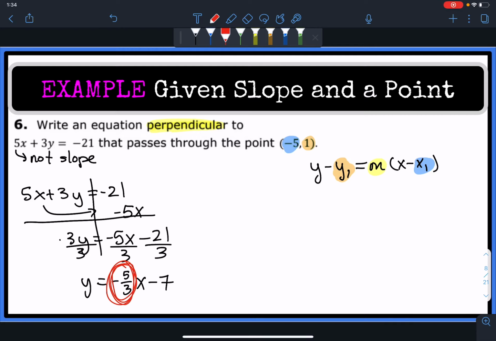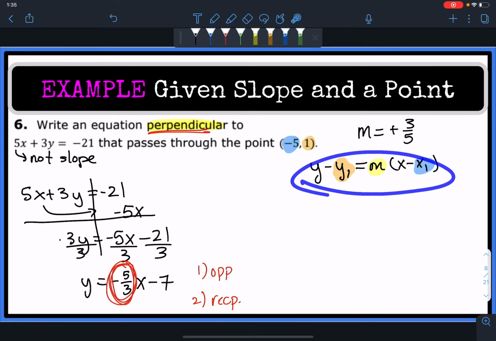Since the slope is equal to negative 5 over 3, in order for my new line to be perpendicular, I need to satisfy the following two conditions. I need to get the opposite of that number, and I need to get the reciprocal of that number. So the value that I'm going to use for m here is going to be positive 3 over 5. That's going to make our new line perpendicular to this line by using 3 over 5 as our slope.